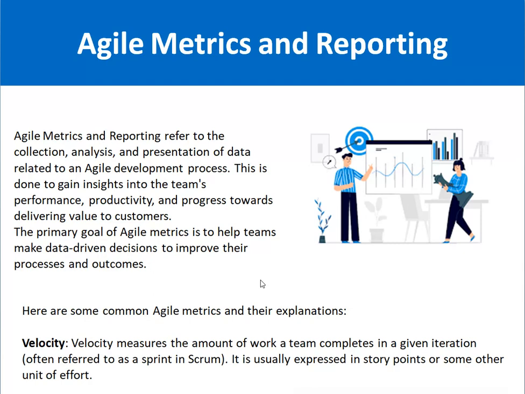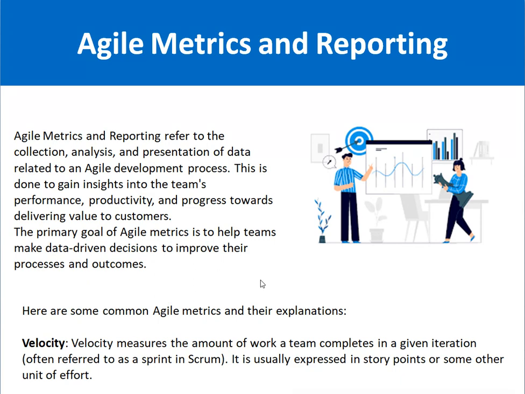The primary goal of Agile Metrics and Reporting is that a proper reporting mechanism should be there, through which we can represent the data to the customer, to the management, to the stakeholders, so that we can help teams make data-driven decisions to improve their performance, processes and outcomes. That is called Agile Metrics. It is a presentation of data which is based on different analysis and collection of data.